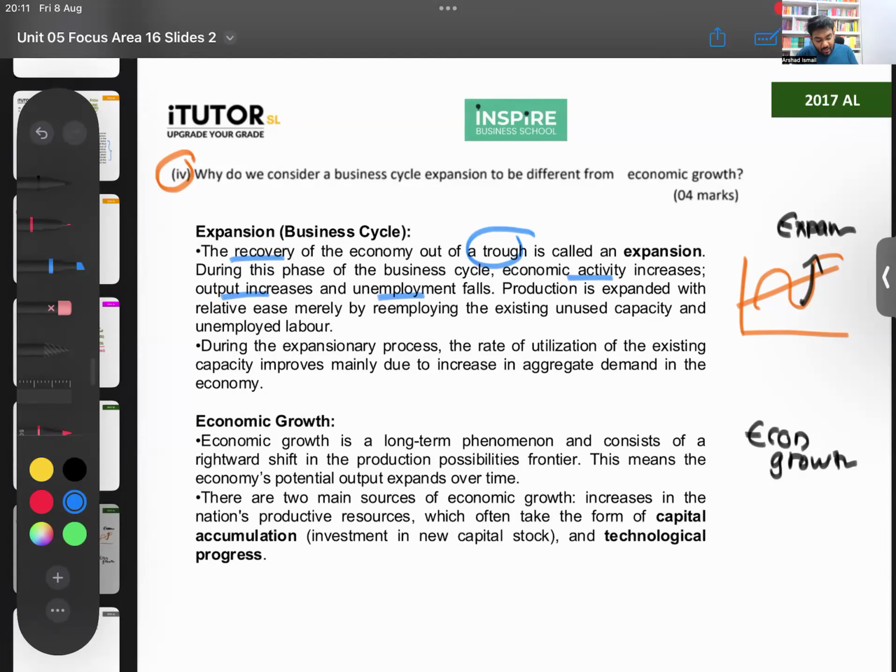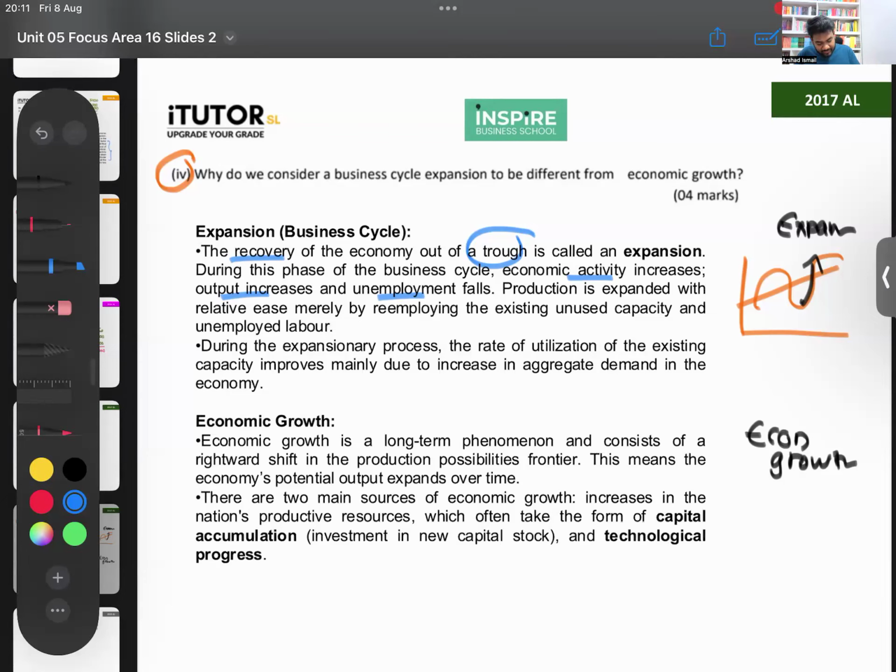Then during the expansionary phase, the rate of utilization of existing capacity improves, mainly due to an increase in aggregate demand. So basically in an expansion phase, you utilize your unemployed resources more. Whatever machines that were there now are getting used. Whatever people who did not have jobs now are getting jobs. So you're using your unutilized resources and producing. That's what exactly happens in an expansion.